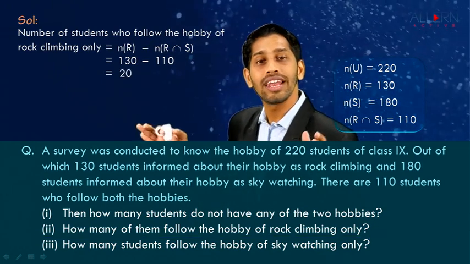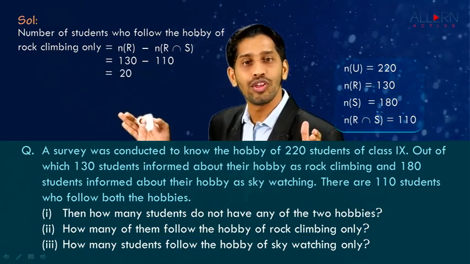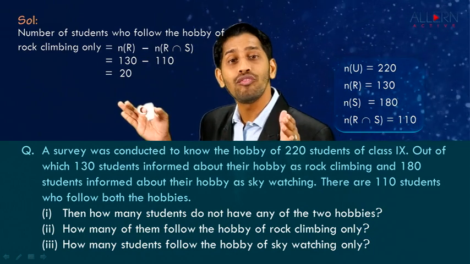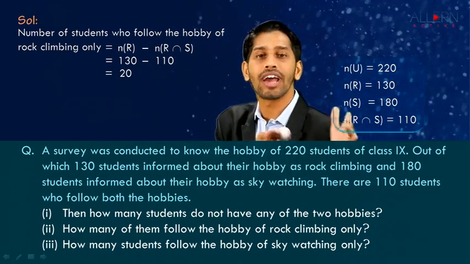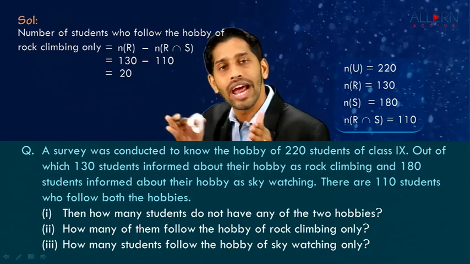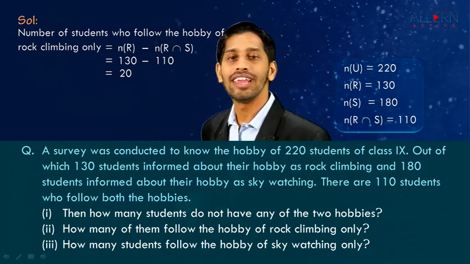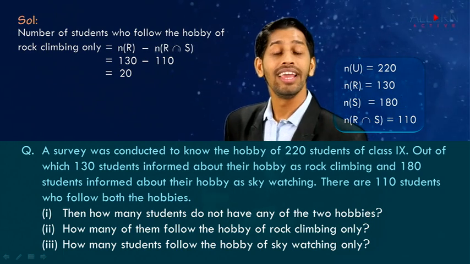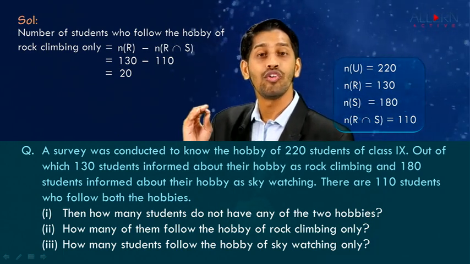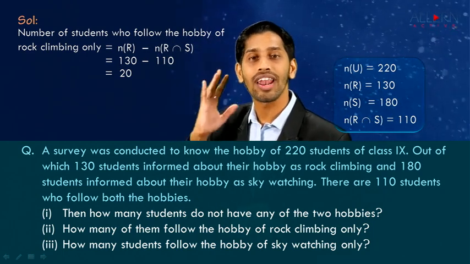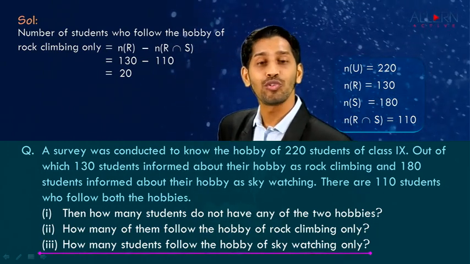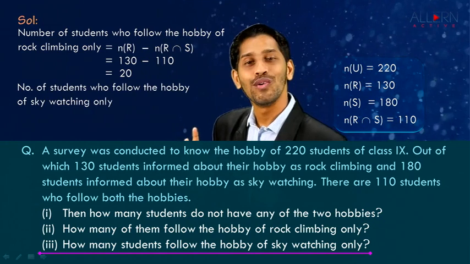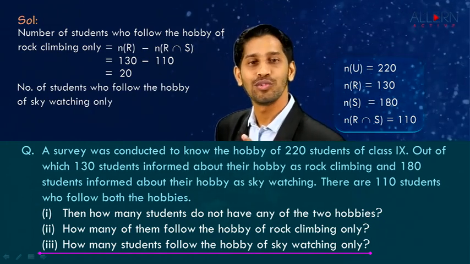So in total there are 130 students who follow the hobby of rock climbing, but out of 130, 110 students also follow the hobby of sky watching. So we have to just remove that 110 from 130 and we get the answer as 20. That is the number of students who follow the hobby of only rock climbing. Now the third question, we need to find the number of students who follow the hobby of only sky watching. So again we have to do the same thing.